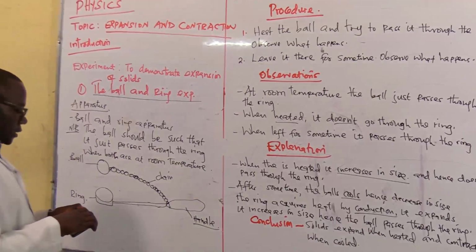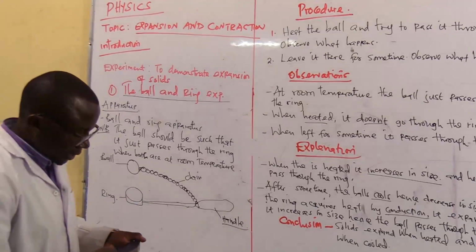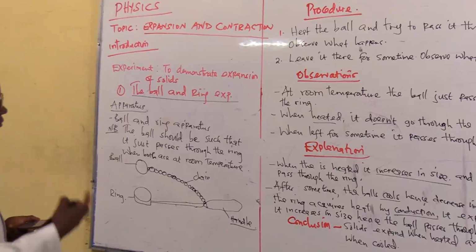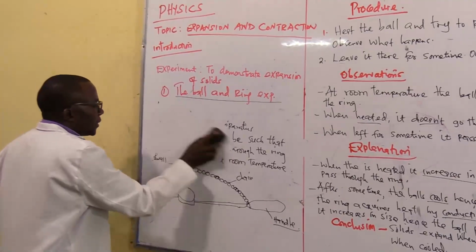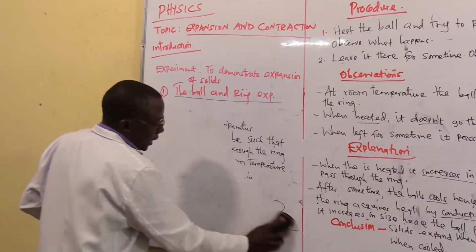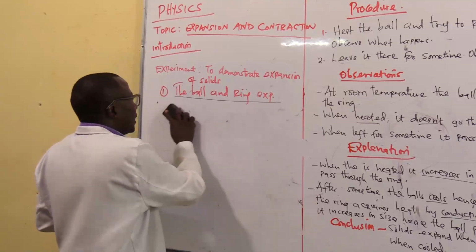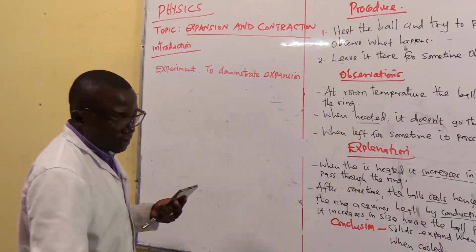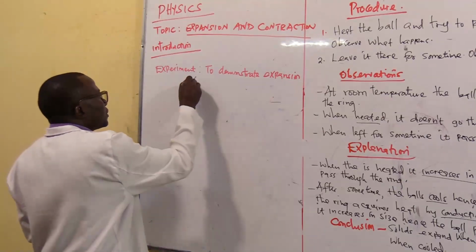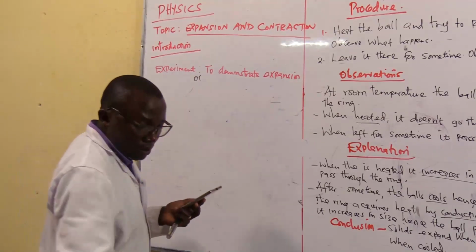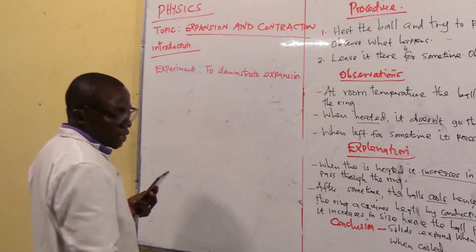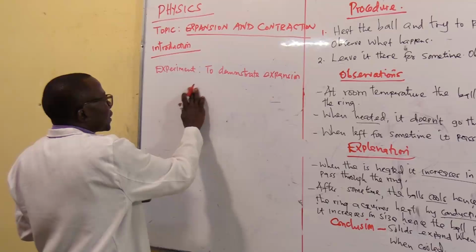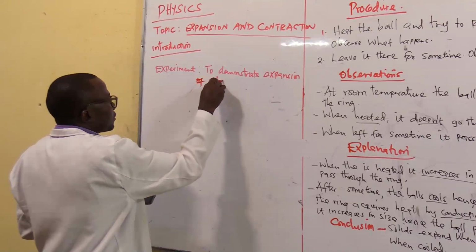I want us to go through another experiment, experiment number 2. In experiment number 2, we are going to use a different setup. So if somebody asks you to explain the ball and ring experiment, that is what you're supposed to have. Expansion of solids. Good learners.